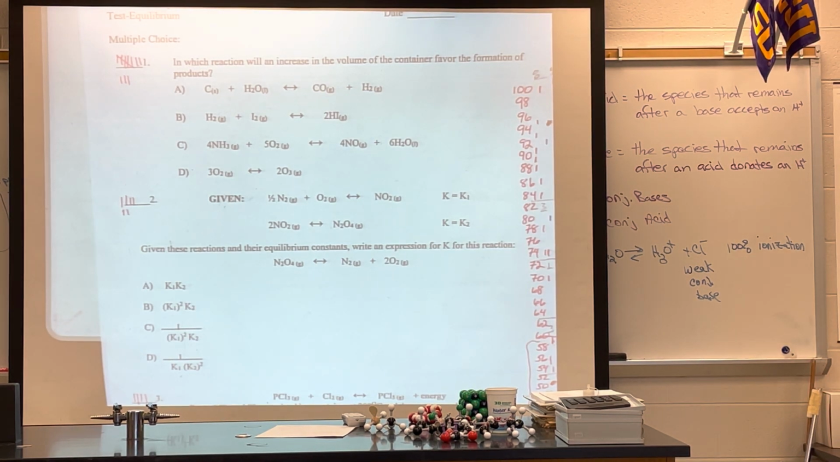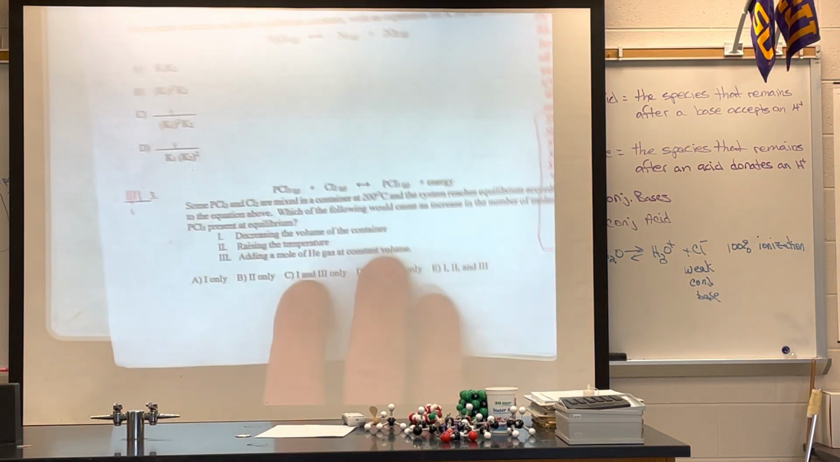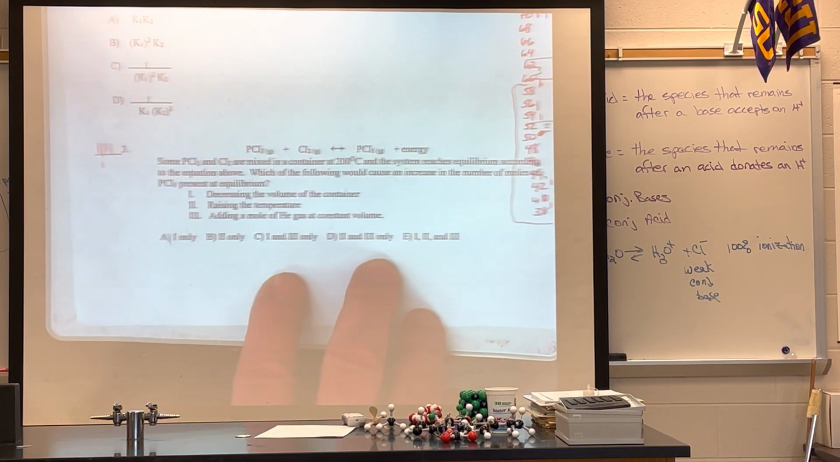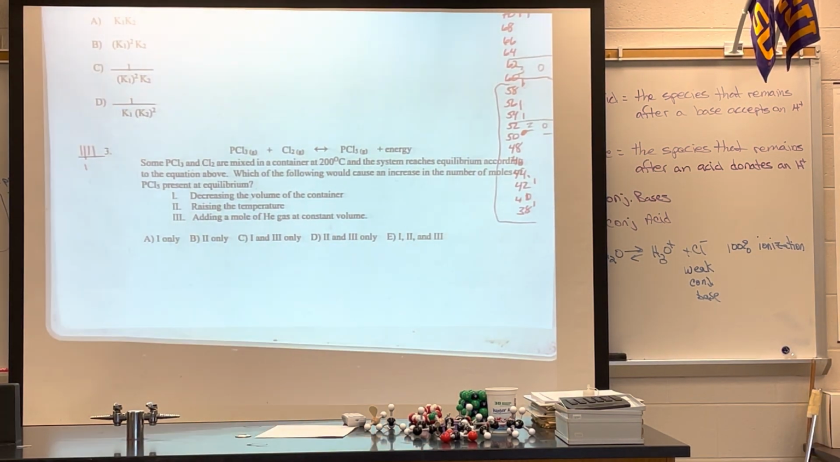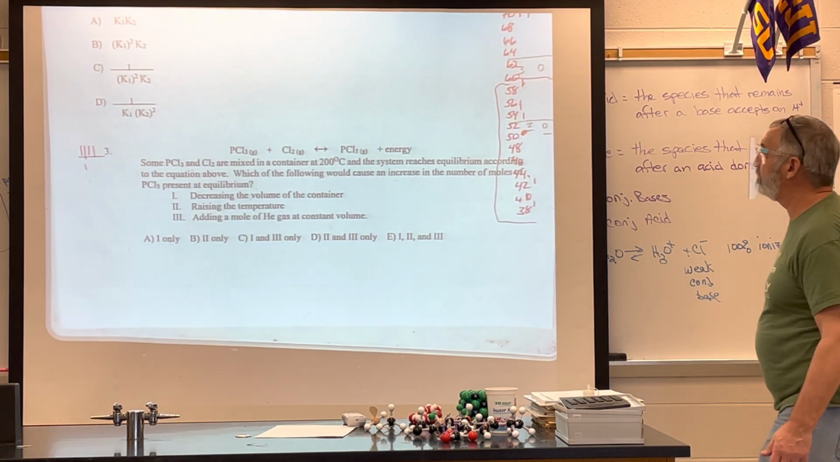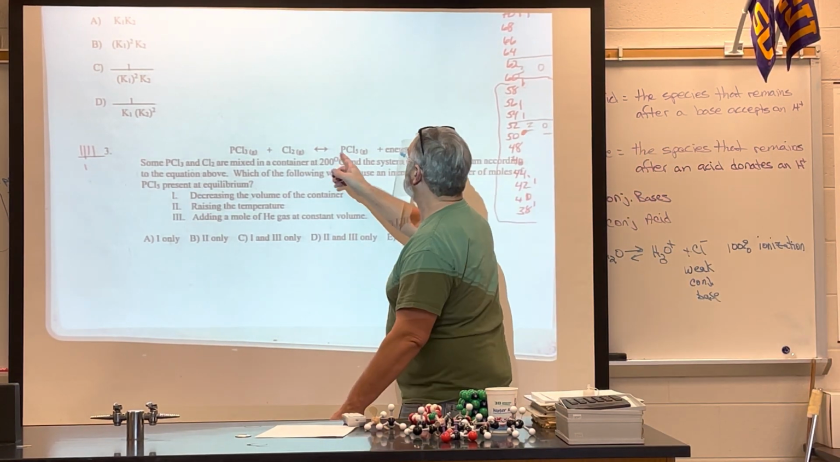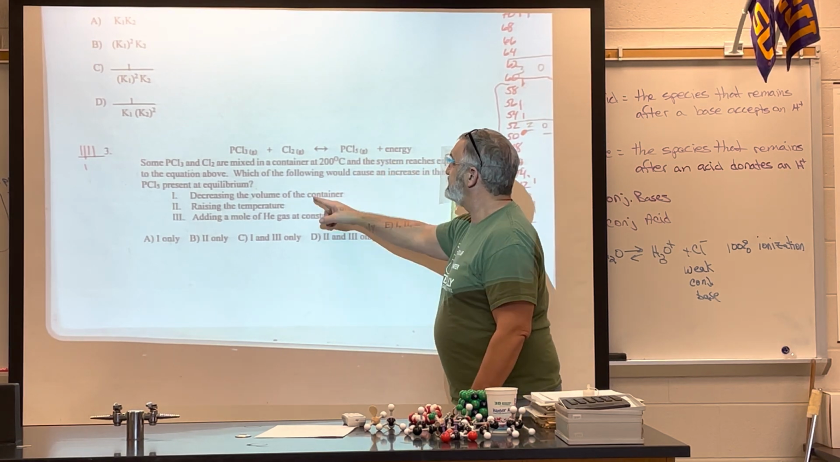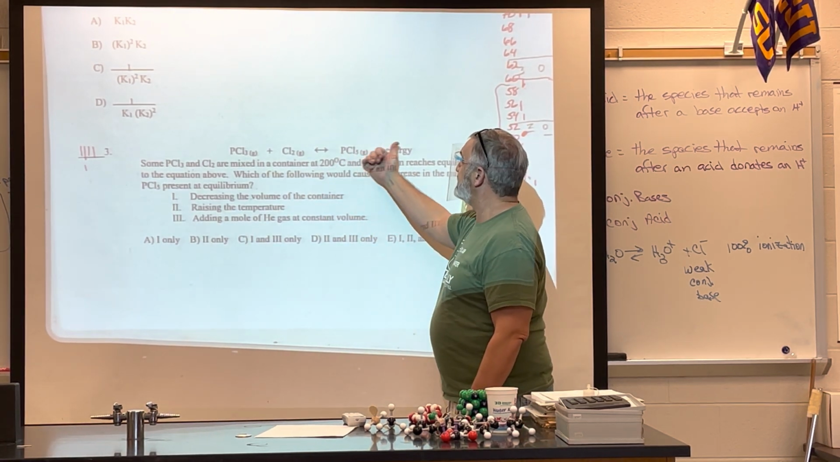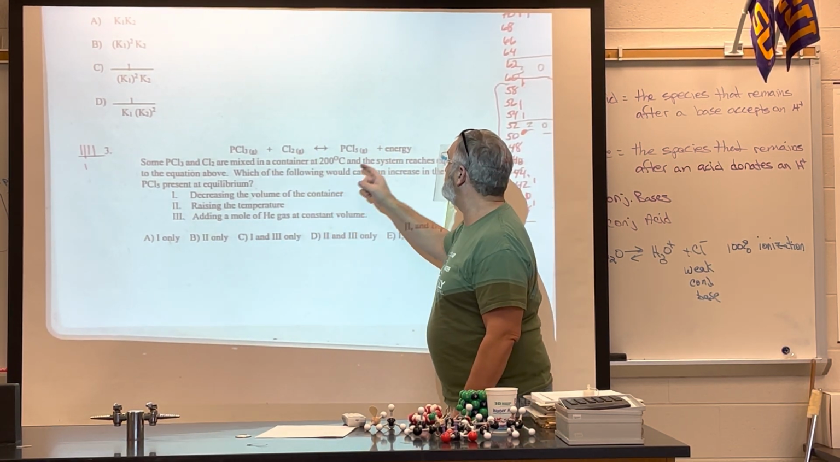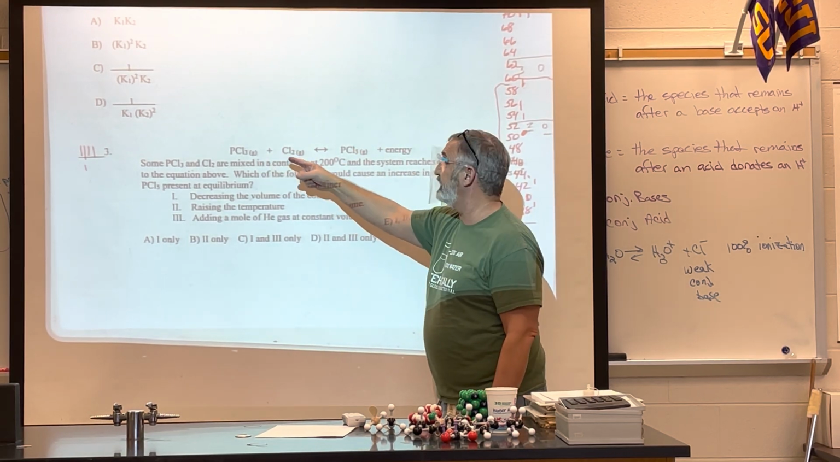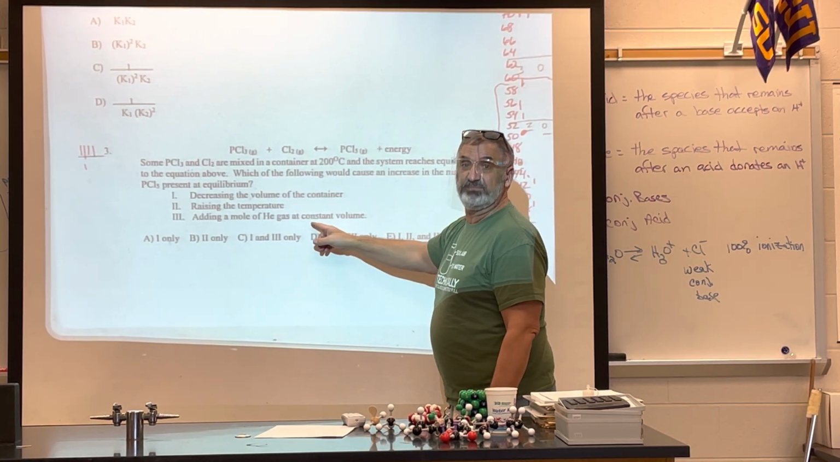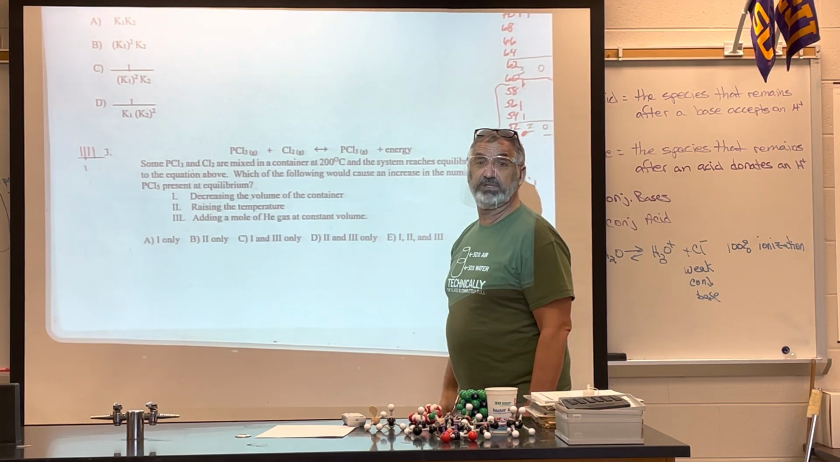All right, number 3. You guys pretty much got that one. We want to go, when it reaches equilibrium, which of the following causes an increase in the number of moles of PCl5? So in other words, we want it to come this way. Decreasing the volume. Well, yes, that's going to shift it this way. Raising the temperature. No, that's going to shift it that way. Adding a mole of helium. No effect. So it's the first one.